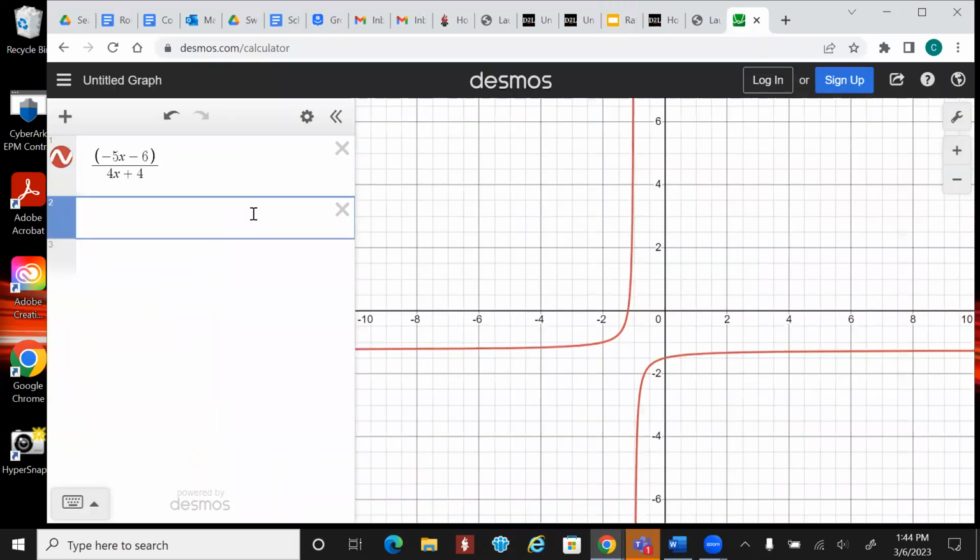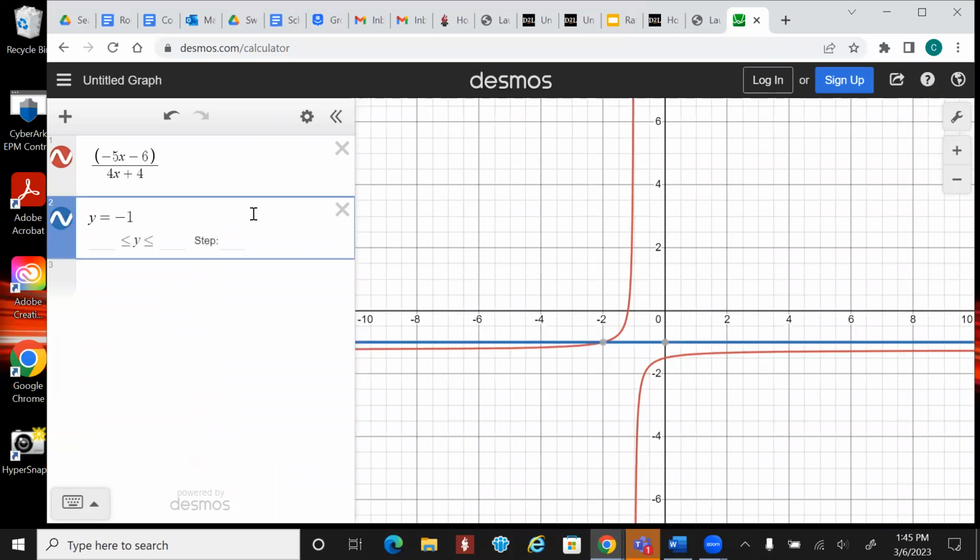We're going to draw a line at y equals negative 1. So when is that the case? Well, we want to see when it's less than negative 1. So negative 2 and below, right? Okay, so we're going to say from negative 2, negative infinity.